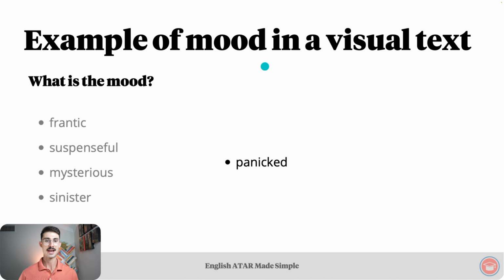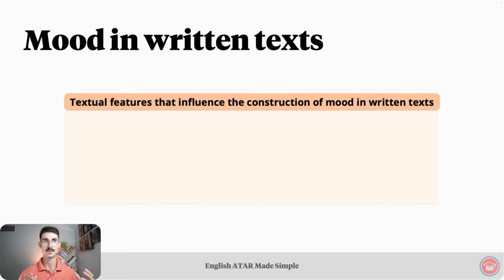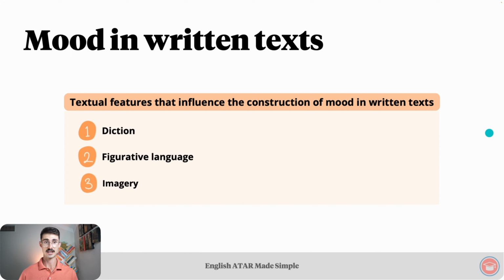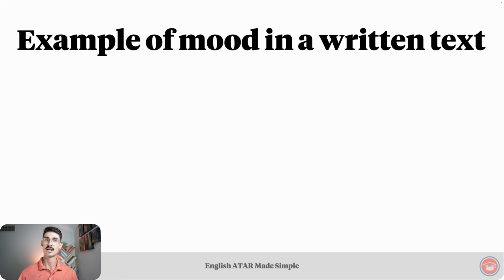There are 6 main features that influence the construction of mood in written texts. Once again, these aren't all the features, but if you're a mere mortal like me who isn't trying to top the state in English ATAR or anything like that, what we're about to go through will be more than enough for you. Firstly, diction, figurative language, imagery, setting, syntax, and tone. Let's see, once again, how those features manifest in an example.